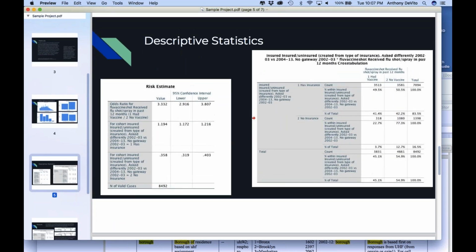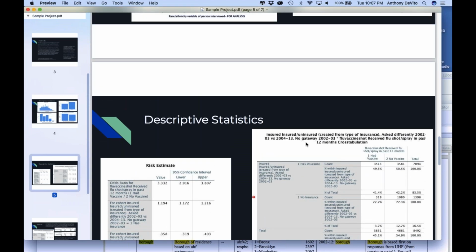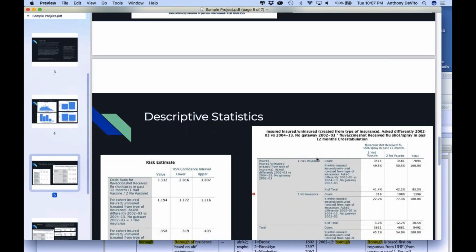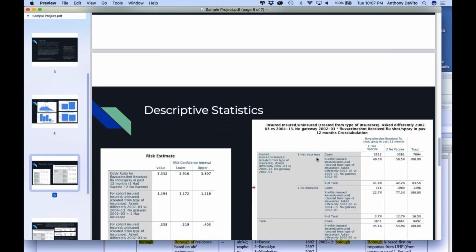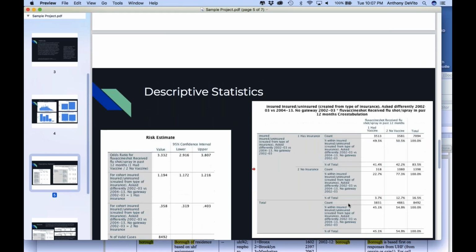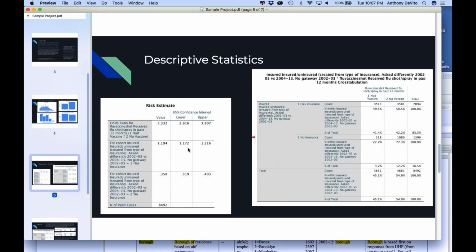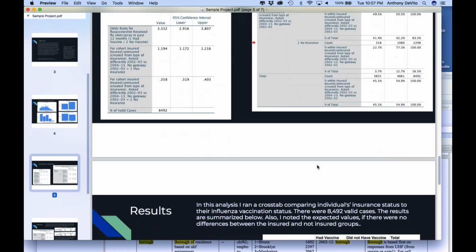Her particular examination looked at uninsured versus insured, and whether or not a person was likely to have a flu vaccination. Well, since it's a 2 by 2 table, she was able to use chi-square, and she was able to use odds ratio and relative risk to demonstrate that she could reject our null hypothesis. And these are the tables that she copied in here.